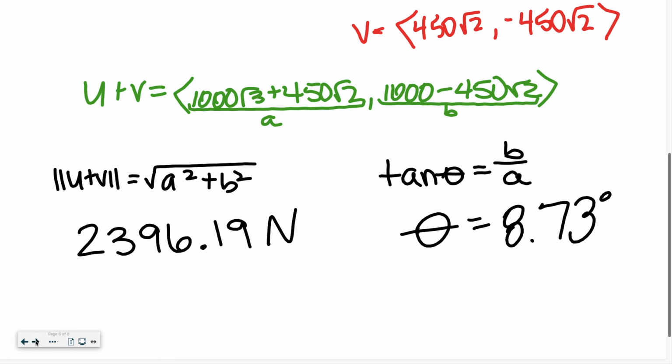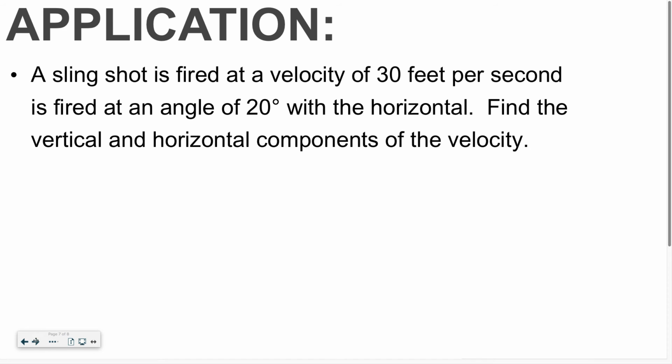Last example. A slingshot. How many of you had slingshots growing up? Or still do? Only one? Okay, a slingshot is fired at a velocity of 30 feet per second. If I were you, I would write velocity 30 feet per second, at an angle, and then I would write angle of 20 degrees. Find the vertical and horizontal components of the velocity.